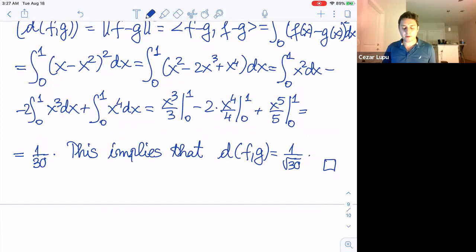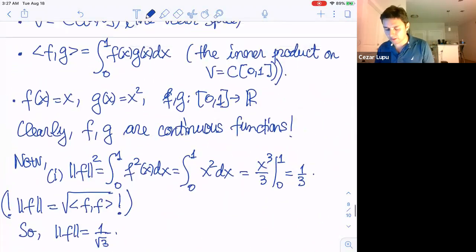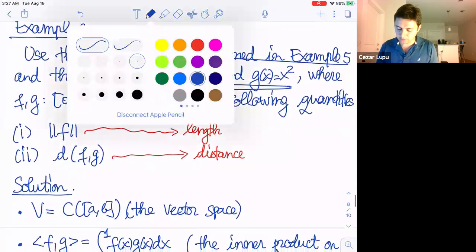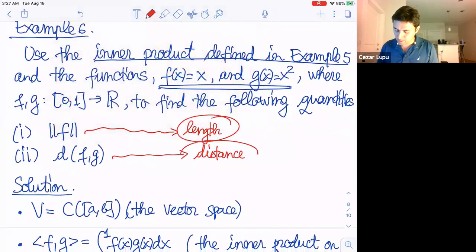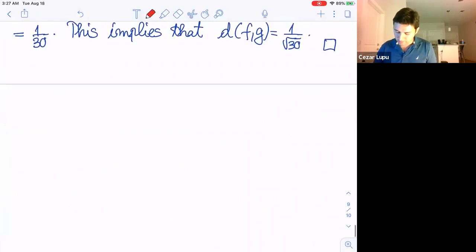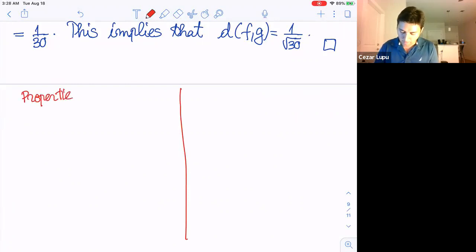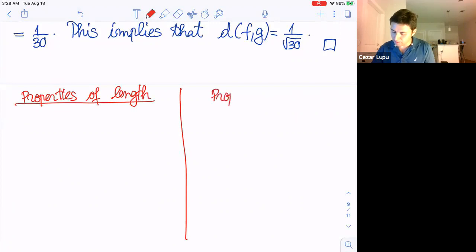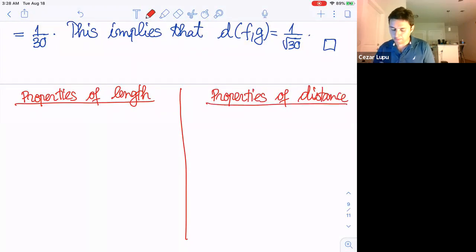Now I want to mention something. Since we talked about the length and the distance, these two here, I want to mention some of their properties. I'm going to divide them like this, so that the picture will be very clear: properties of length, and these are the properties of distance.